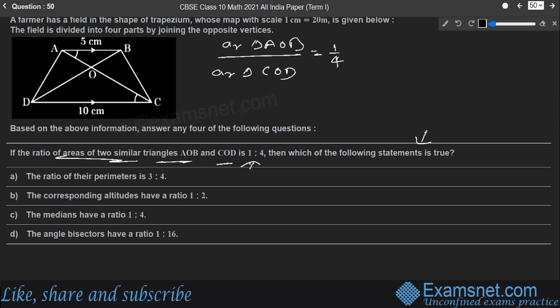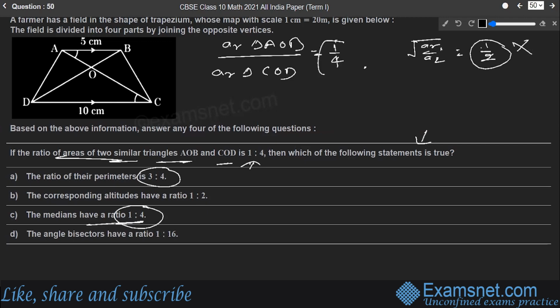So the options are: the ratio of their perimeters is 3:4. That cannot be possible because the ratio of the perimeters is the square root of the ratio of the areas, and the square root of 1/4 gives you 1/2. So that is not the right answer. Another is corresponding altitudes have ratio 1:2. Another is medians have ratio 1:4. Medians also cannot have ratio 1:4, because 1:4 is the ratio of the areas only. Any side ratio will be the square root of 1/4, so it will always be 1/2. So this is also not right.